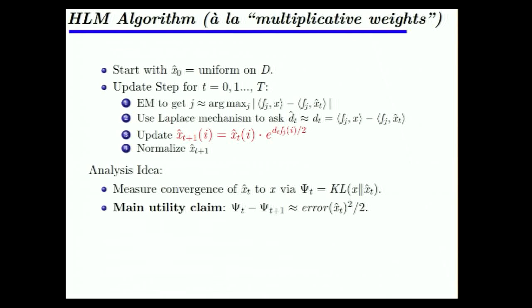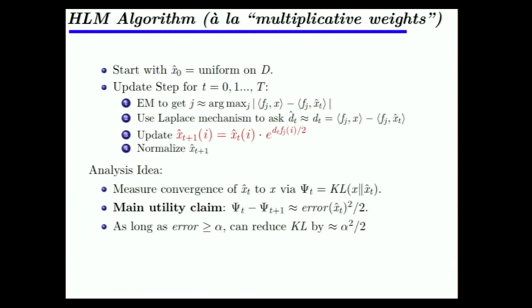If I do it right, then I've got some potential function, which is the Kullback-Leibler distance between x and my current estimate x hat, and that thing drops by roughly the square of the current error on each iteration of this algorithm. So why is it useful to have the KL distance drop? I actually don't care if the KL distance goes to 0. That's not my utility function.